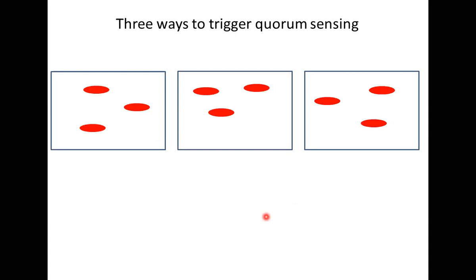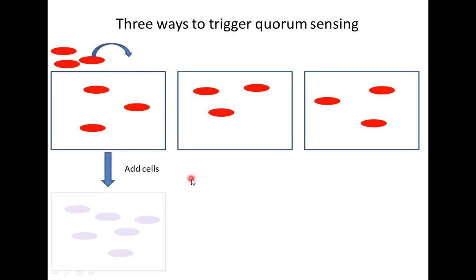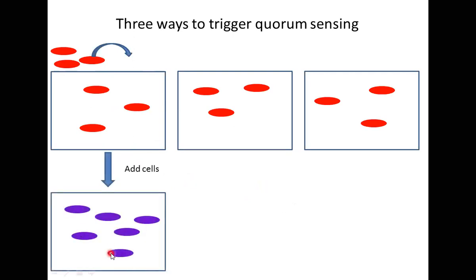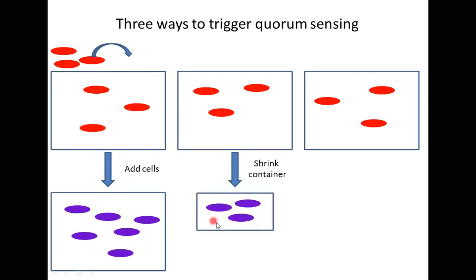So there are three ways by which quorum sensing might be triggered. So you have all of these cells in a box, right? And quorum sensing is dependent on the density of cells, right? So one thing you can do is simply add cells to the box. You have a higher density of cells, and their phenotype changes. You also can shrink the container. You can bring the walls in.